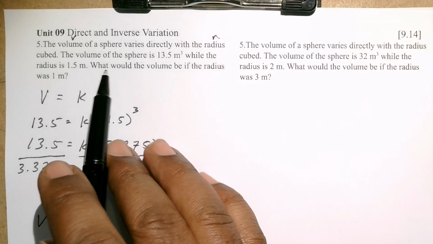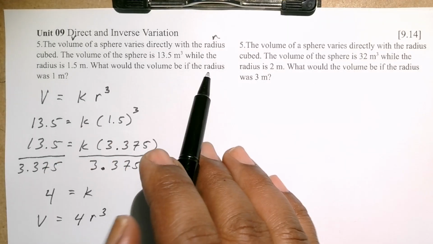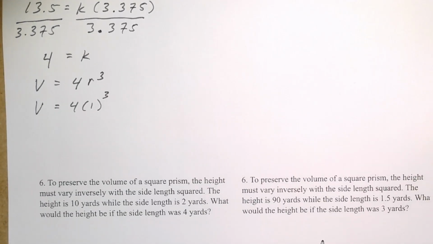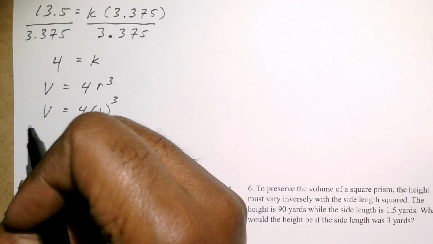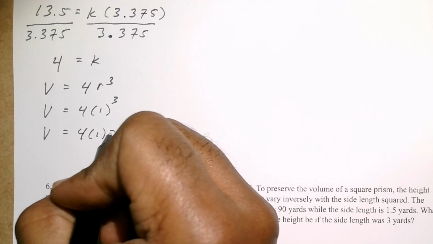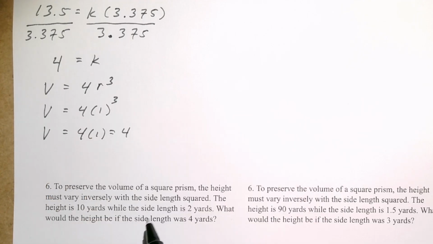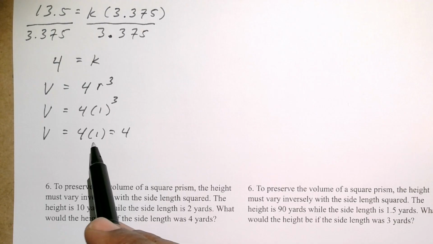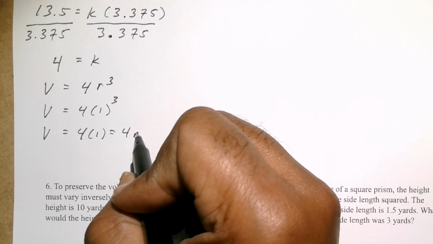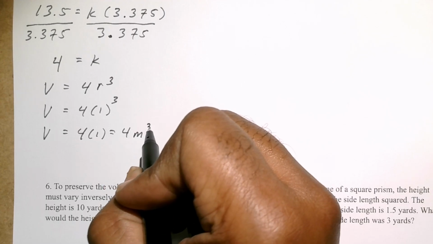Okay, the last part. What would the volume be if the radius was 1 meter? So volume equals 4 times 1 to the third power here. And furthermore, V equals 4 times 1, and that would be 4. 1 to the third power is 1, and 4 times 1 is 4. And since this is volume in meters, we're going to say 4 meters cubed.